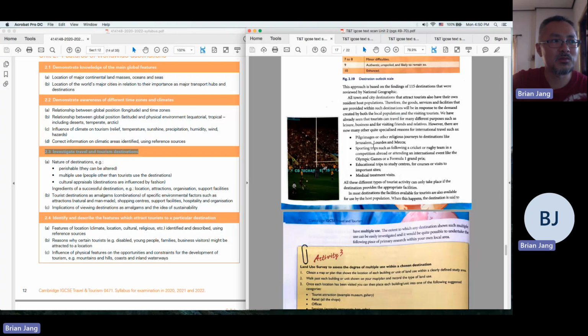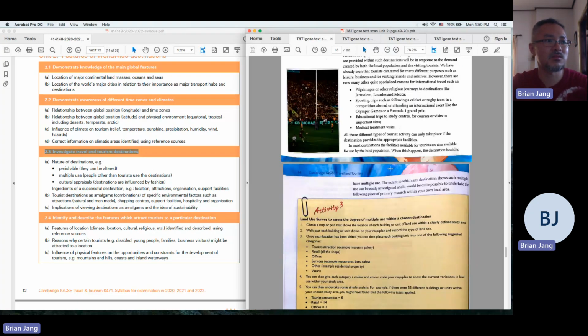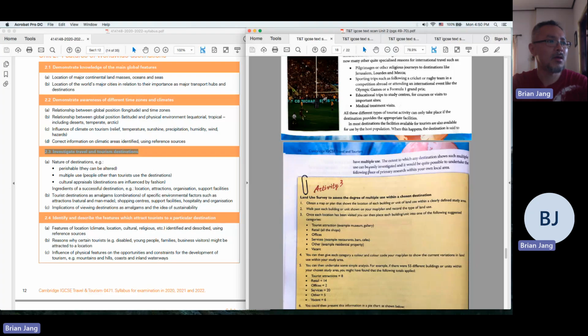We have pilgrimages. People travel for religious reasons, sporting trips like the Olympics or sporting events like the World Cup. Educational trips just to go and study different culture and different heritage and different educational organizations, trying to go and do trips to learn. Medical treatment visits, really, these things really don't have much to do with the way that destinations maintain themselves, but just good for you to know.